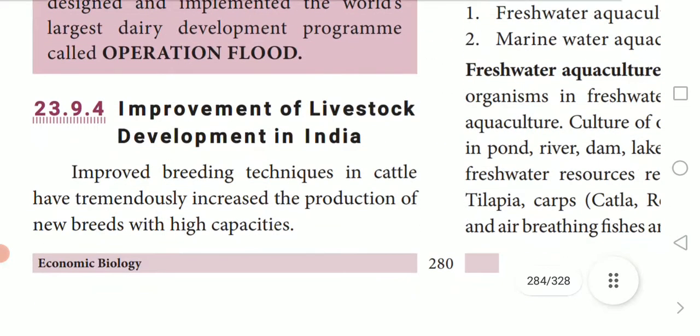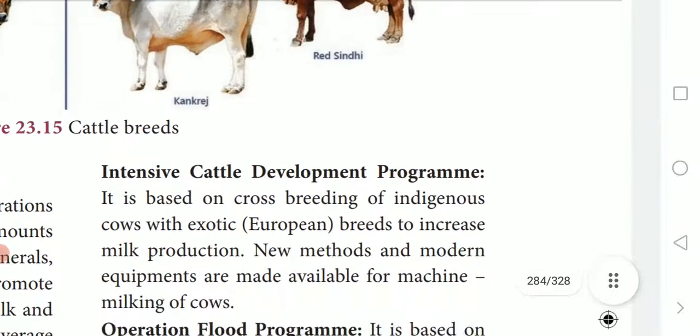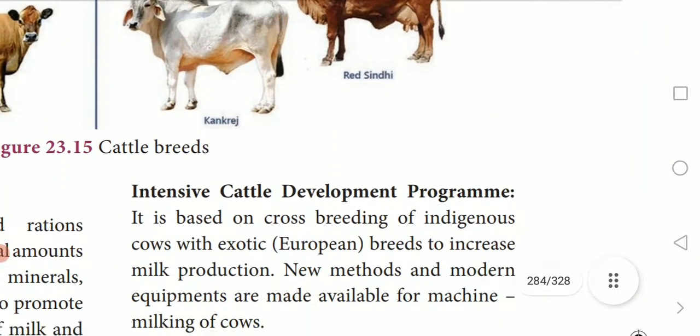The next one is improvement of livestock development in India. How the livestock can be improved in India. The improved breeding techniques in cattle have tremendously increased the productions. Here, improved livestock means different methods used to bring different species of cow, so that cattle should be helpful to human beings. Improved breeding techniques increase the production of new breeds with a high capacity.